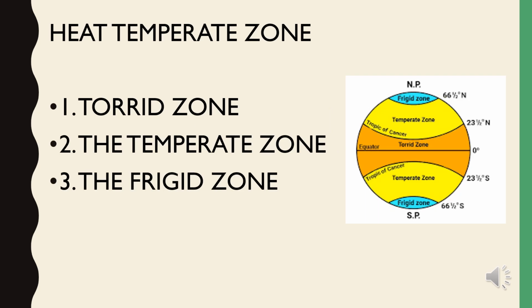Let us discuss heat temperature zones. The Earth can be divided into 3 heat or temperature zones depending on the intensity of heat it receives. They are number 1, torrid zone, number 2, the temperate zone, number 3, the frigid zone.